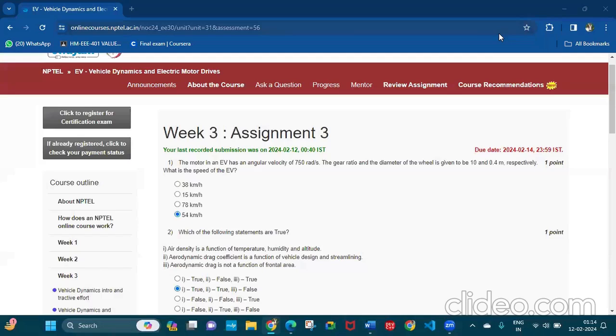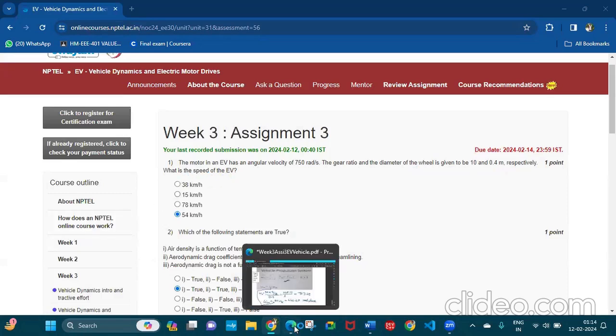Okay, so now the first question is on your screen. The motor in an EV, that means electric vehicle, has an angular velocity of 750 radian per second. So angular velocity is given. The gear ratio is given, that is 10, and the wheel diameter is given, that is 0.4 meter. So the radius can be calculated, that is 0.2 meter. So the question is, what is the speed of the EV?